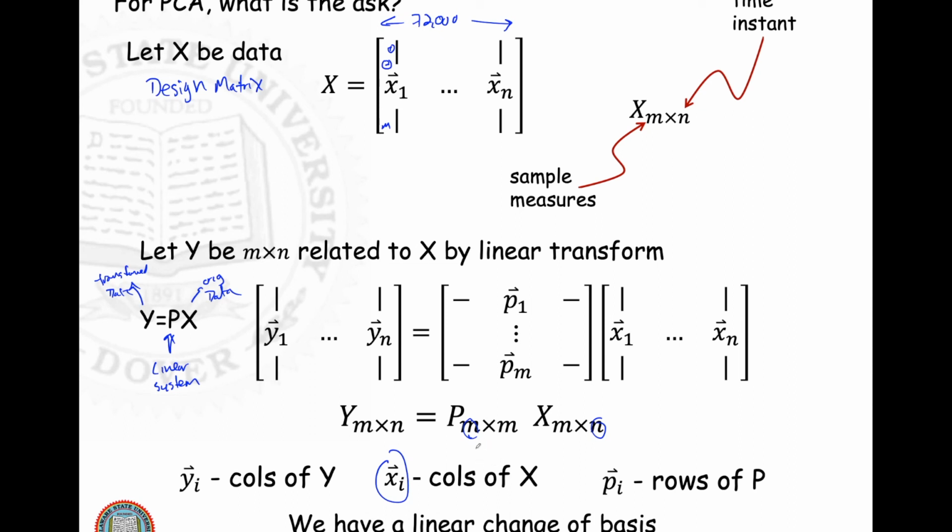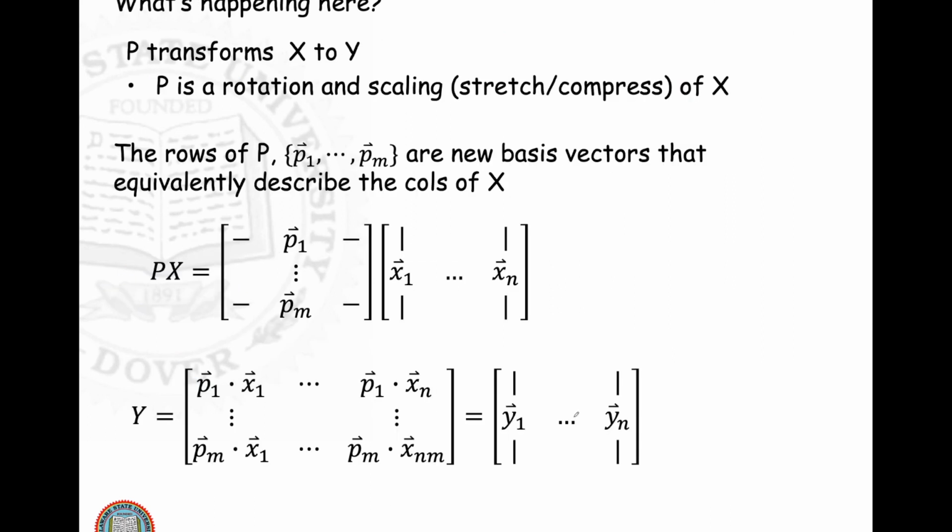Remember, at the outset, we said that we were going to change the basis and re-express this data such that the transformed version has desirable qualities about it, better than the original representation. So what's happening here? Our linear system P transforms X to its new form Y, and P is going to represent a rotation and a scaling of the feature values, the vectors of system X.